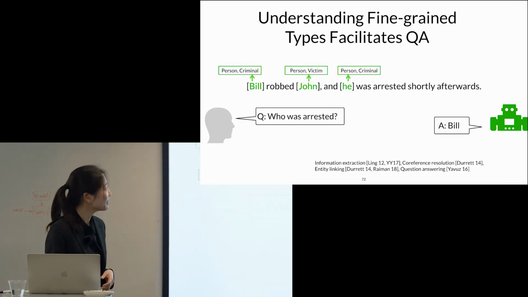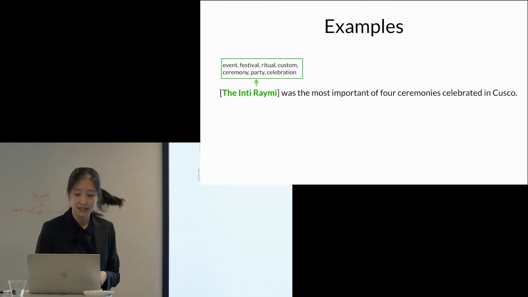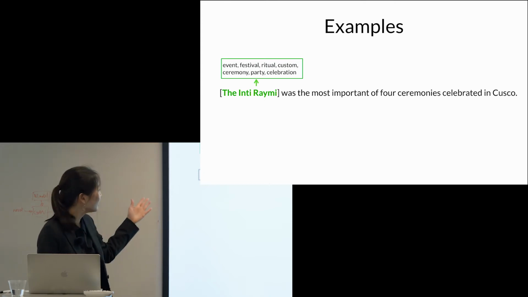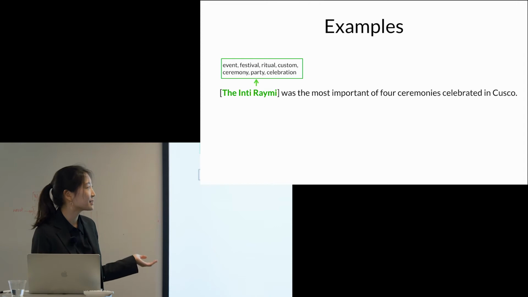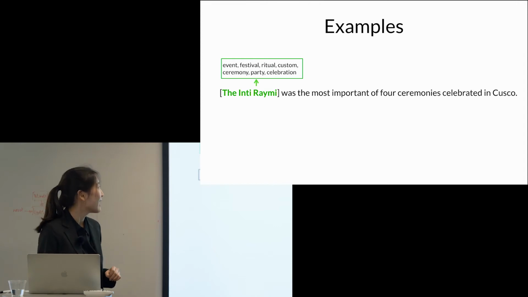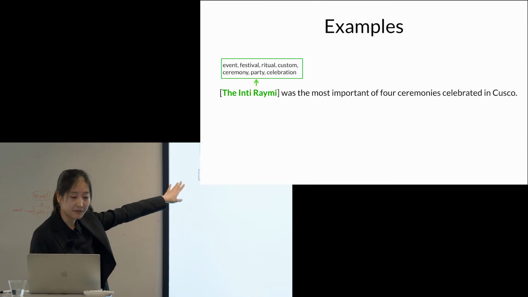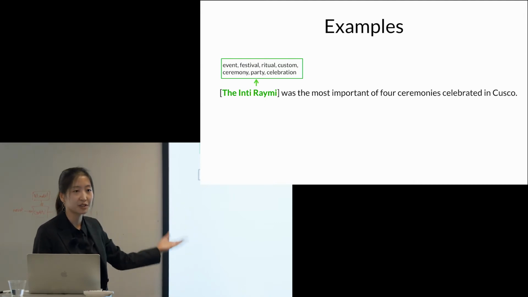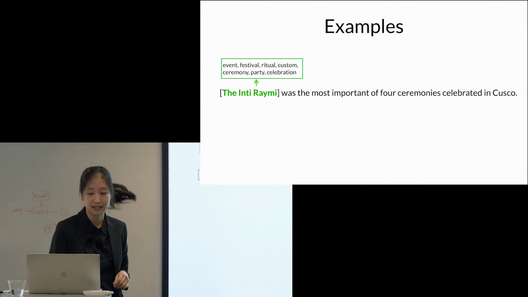Okay. So now I'm going to give you one other example that's actually in our dataset. The Inti Raymi was the most important of 4 ceremonies celebrated in Cusco. And the label was pretty fine-grained. It's an event. It's a festival, ritual, custom, ceremony, party, and celebration.